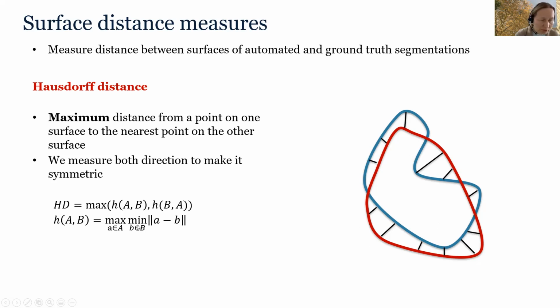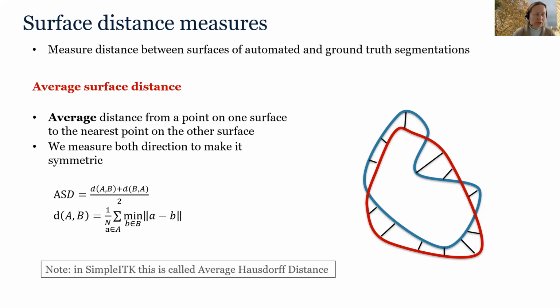Also, if you do it from the red curve to the blue curve, you will get a different number than from the blue curve to the red curve. So that's why we take a maximum of these two values to get the final Hausdorff distance.